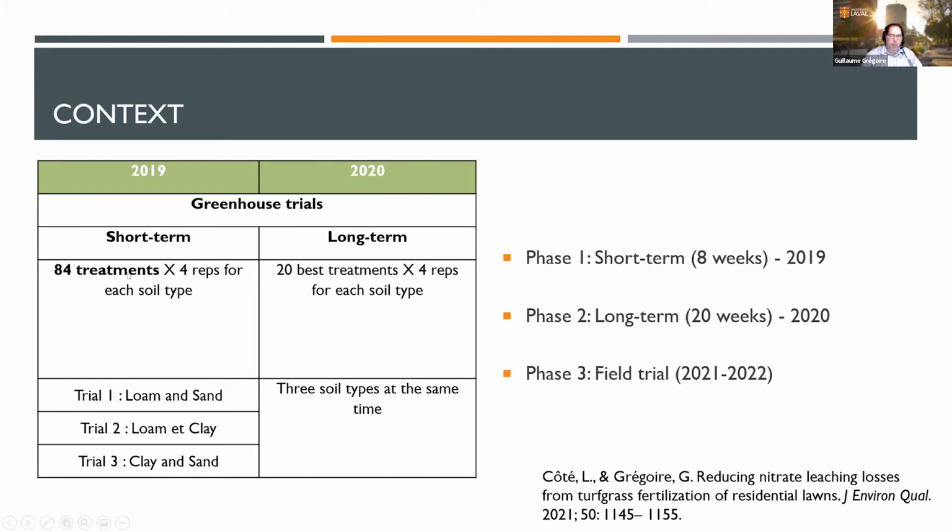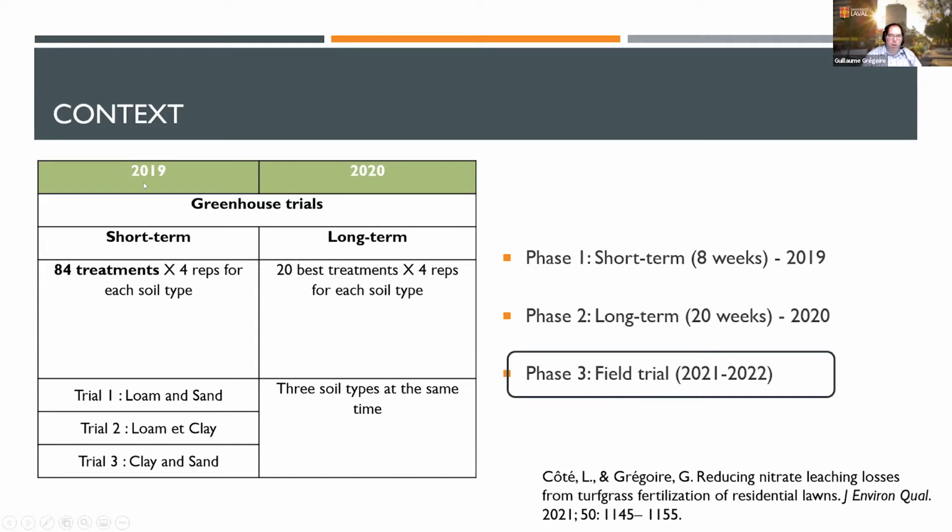And we took the best treatments, so the treatments that resulted in the highest turf visual quality while producing low nitrate losses, and we tried them over a longer term period in 2020. In that case, since it required less space in the greenhouse, we could do the 3 soil types at the same time. And now we are at phase 3, which is to take the results from those long-term trials in the greenhouse and try them in a field experiment.